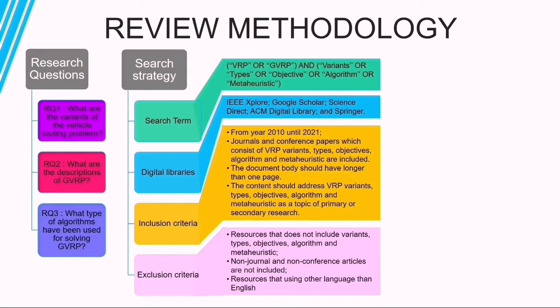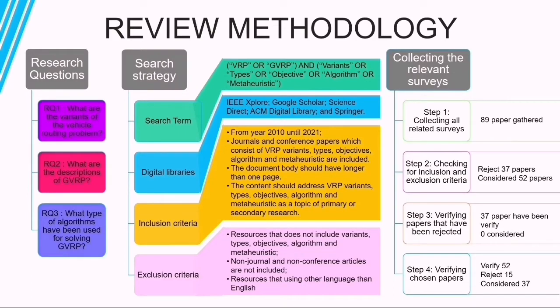The exclusion criteria that have been set are: resources that do not include variants, types, objectives, algorithm, and meta-heuristic. Non-journal and non-conference articles are not included. Resources using a language other than English are also excluded.